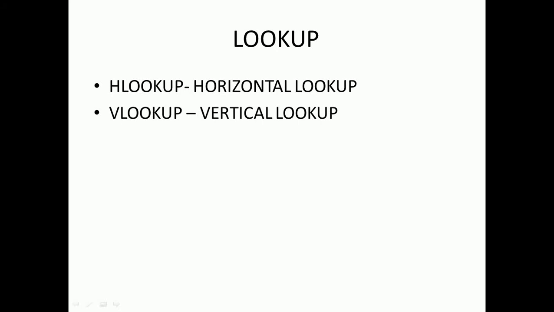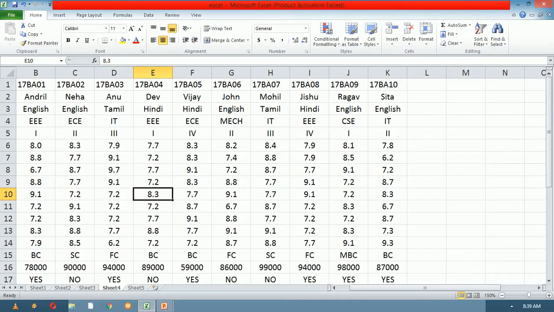So in HLookup, you can select the data horizontally. That is, we can search the data in a particular row, that is horizontal lookup, and vertical lookup is you can search a value which is placed in a single column. That is, if you know the register number or name of a candidate, you want to extract another data of a particular student, we can use these lookups. So let me tell you how to do lookups in Excel.